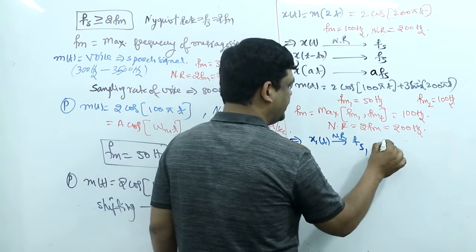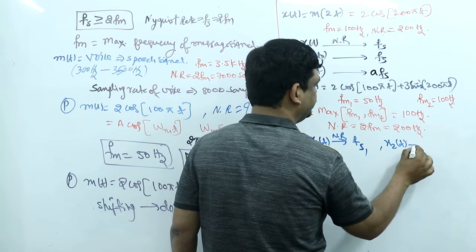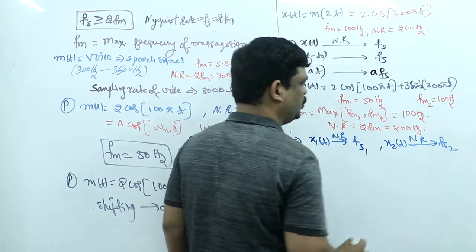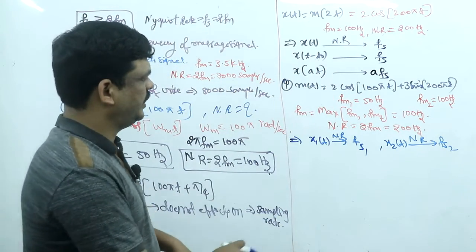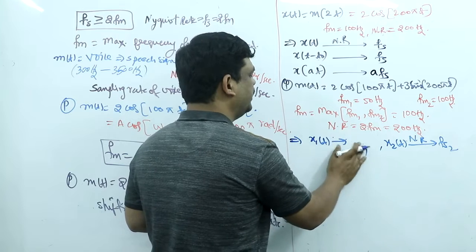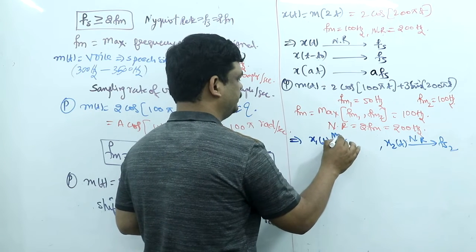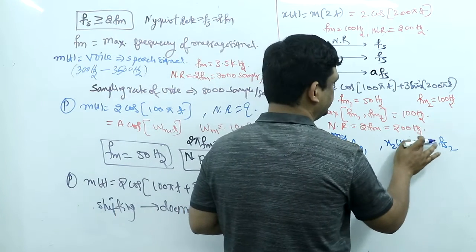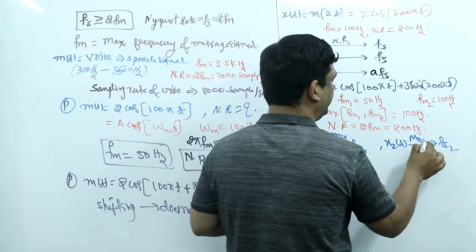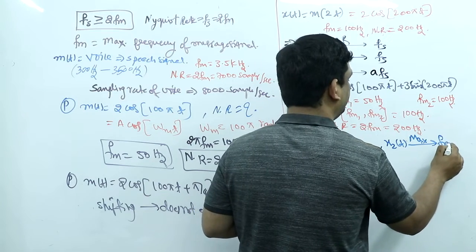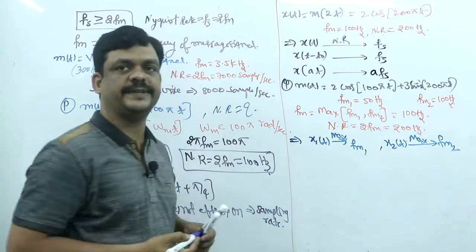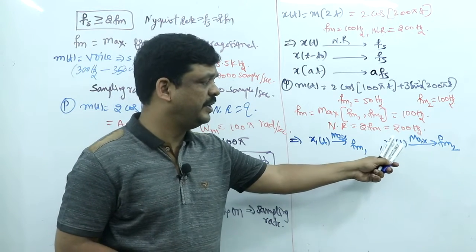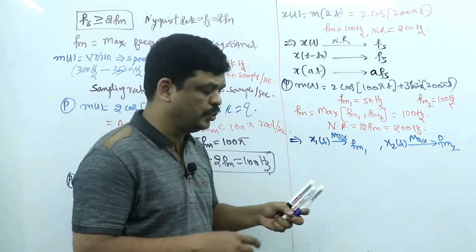And some other signal I am taking now, x2 of t. Nyquist rate of x2 of t is fs2. Okay, otherwise not Nyquist rate. Let us write maximum frequency, it is better. Maximum frequency of the first signal is FM1, and maximum frequency of the second signal is FM2. Just I am taking maximum frequencies. So one signal's maximum frequency is FM1, and the other signal's maximum frequency is FM2.